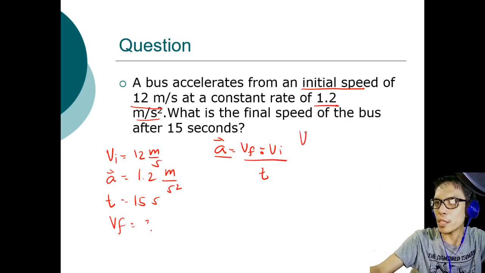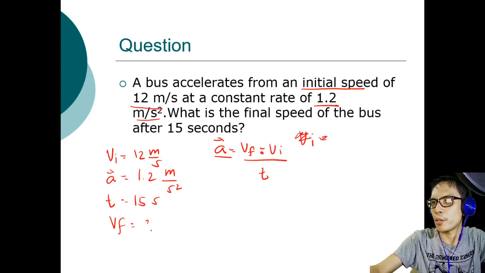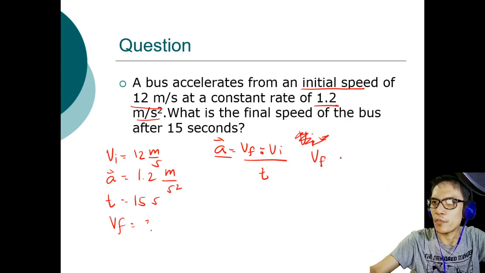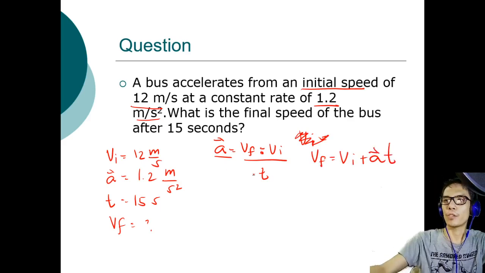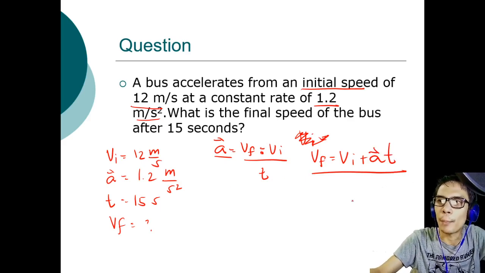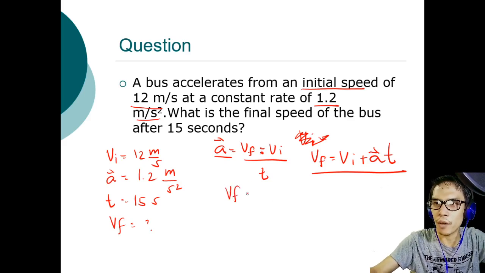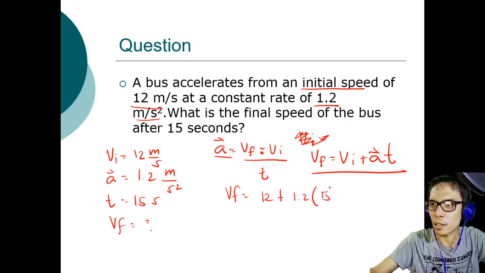Alright, so v sub f is equal to v sub i plus acceleration times time. This is the formula that we are going to use in this problem. Let's plug in the values. So we have v sub f is equal to 12 plus 1.2 times 15.